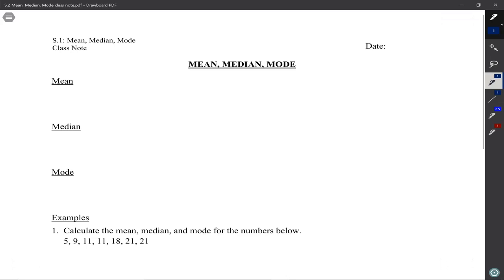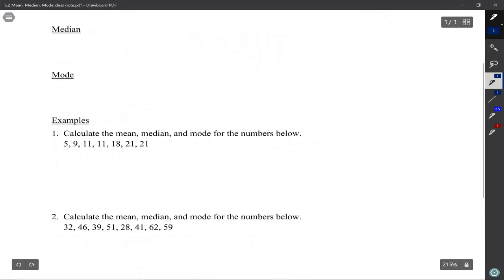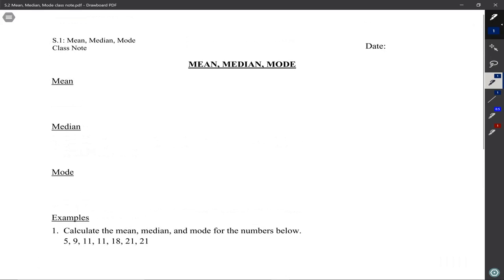Okay, so this should be a quick video just going over something that you've gone over countless times since elementary school: mean, median, and mode. Mean, median, and mode are all different kinds of averages. Mean is the one you're most familiar with. Typically, if somebody says average, then you assume mean unless they specify something else.